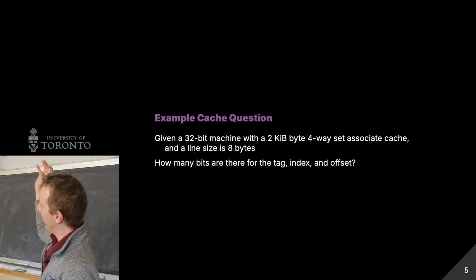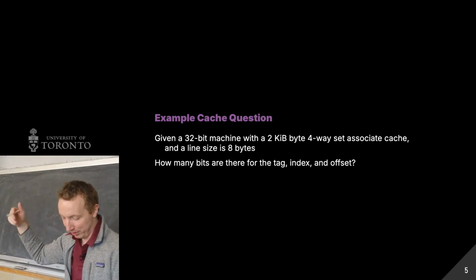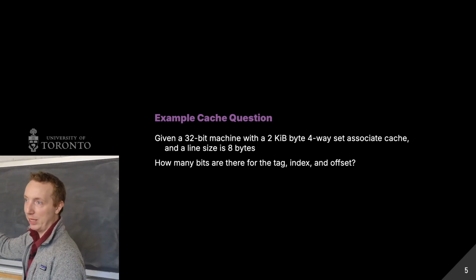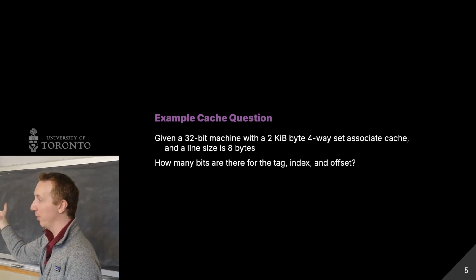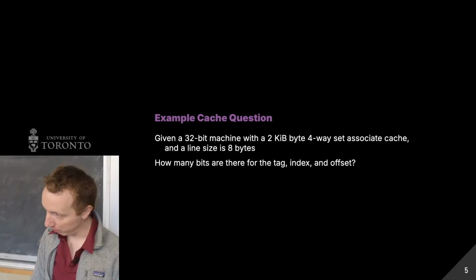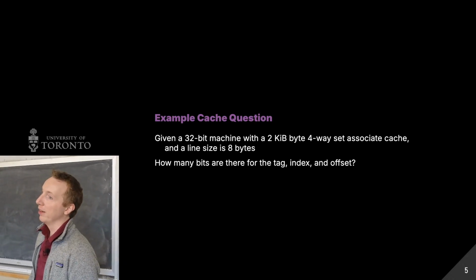So our line size is 8 bytes. In powers of 2, that's 2 to the 3, so I need 3 bits to determine which of those bytes I need to access. So my offset is 3 bits.